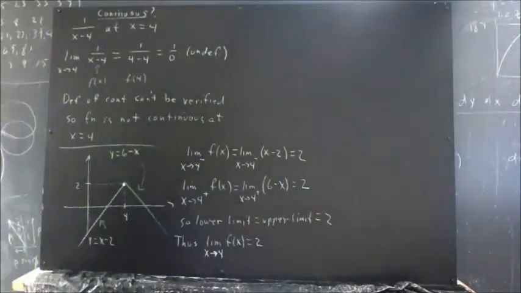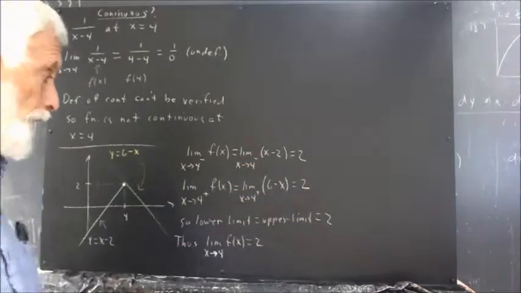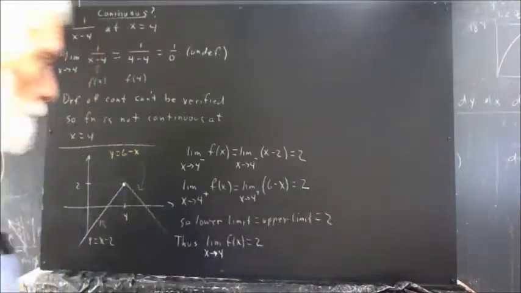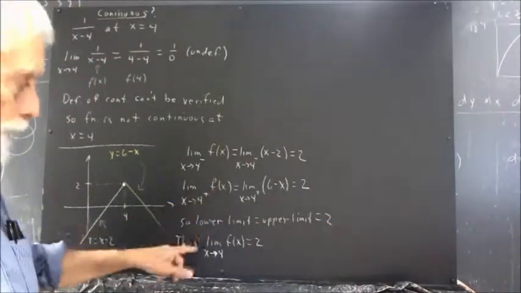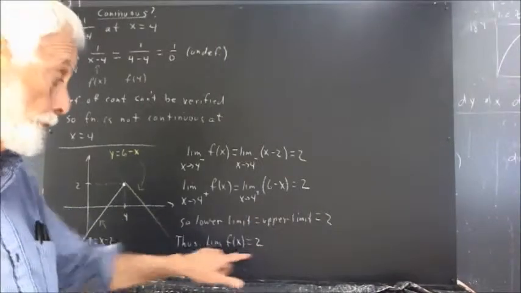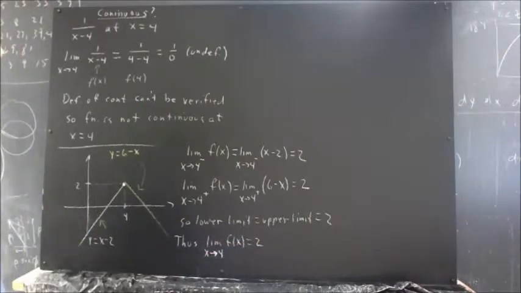In any case, we verify then that the lower limit is 2, the upper limit is 2, so now it makes sense. The lower limit equals the upper limit equals 2, so the limit is equal to that common value of the lower and upper limit, which is 2. The limiting value of the function as a whole is 2.